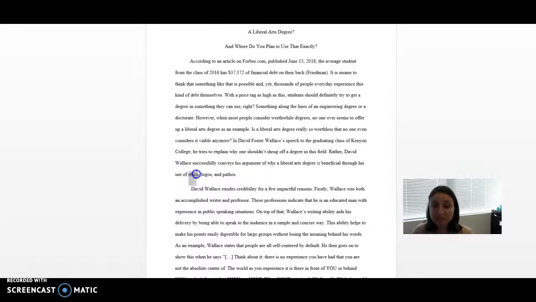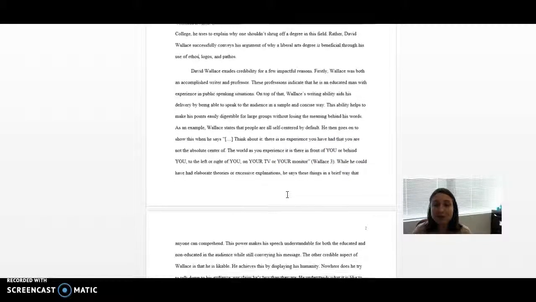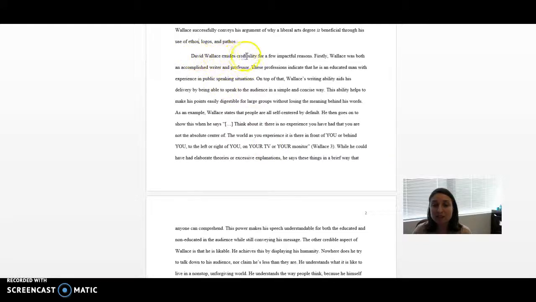Furthermore, because they have ethos first, I'm going to expect to read an ethos body paragraph first. Logos is second, so that'll be their second body paragraph, and pathos will be their third. The first body paragraph reads, David Wallace exudes credibility for a few impactful reasons, right? So here they promised us that we would be talking about ethos first, and here we are talking about credibility. They're not just saying he does a good job. They're saying here are a couple impactful ways he shows that he's credible.